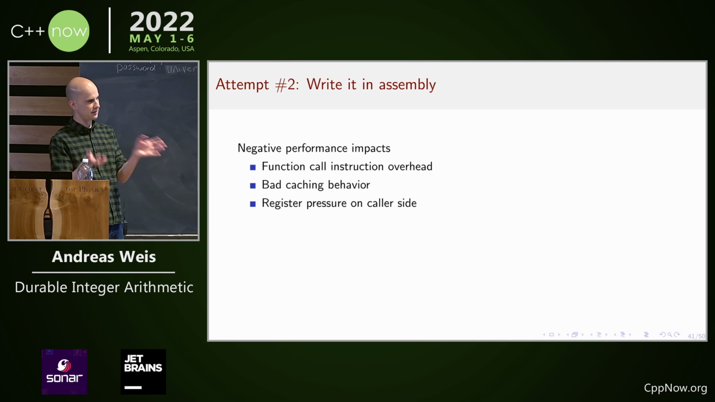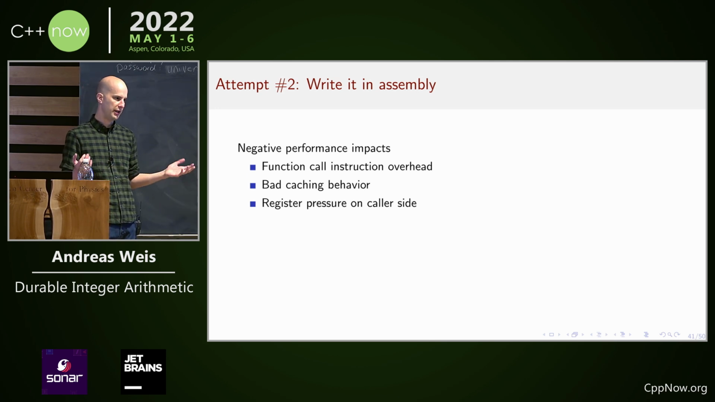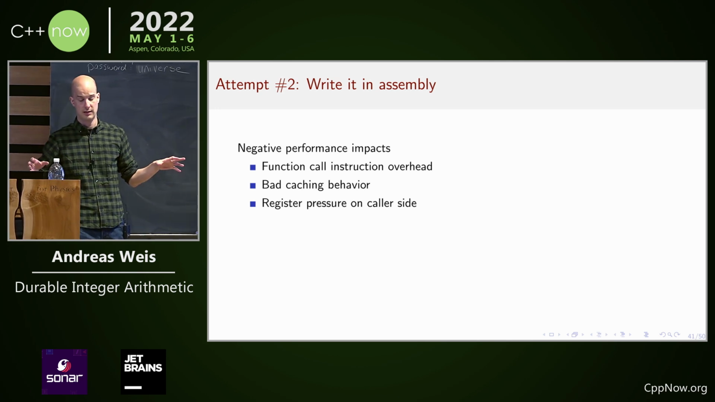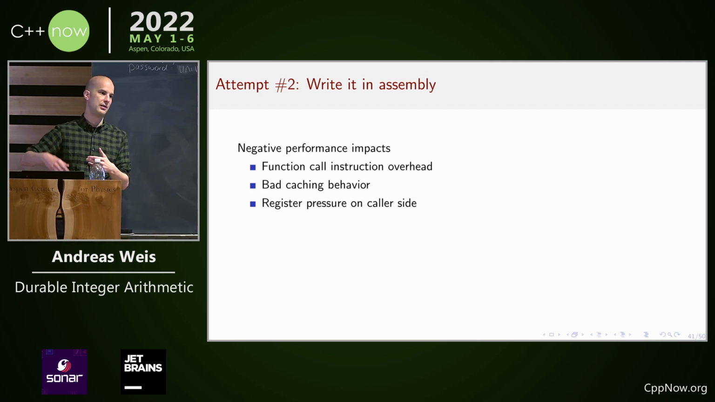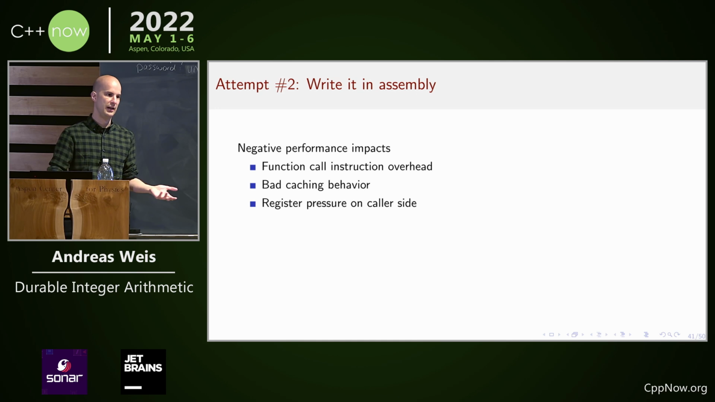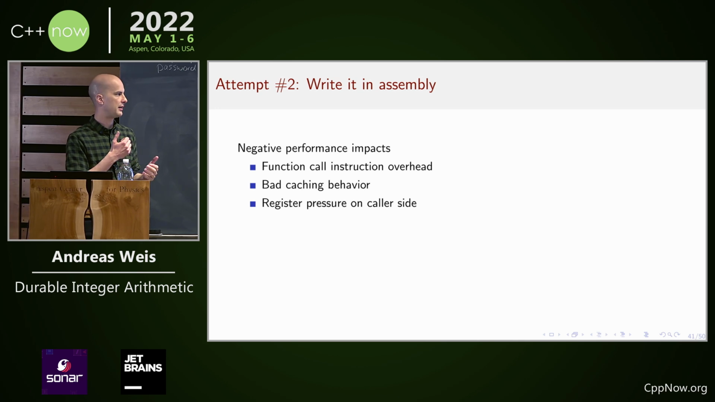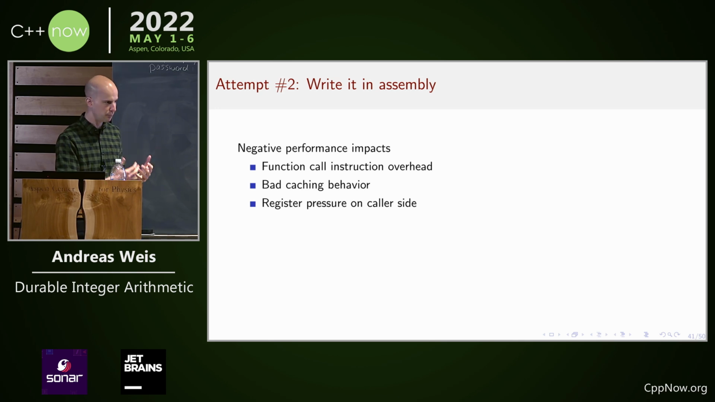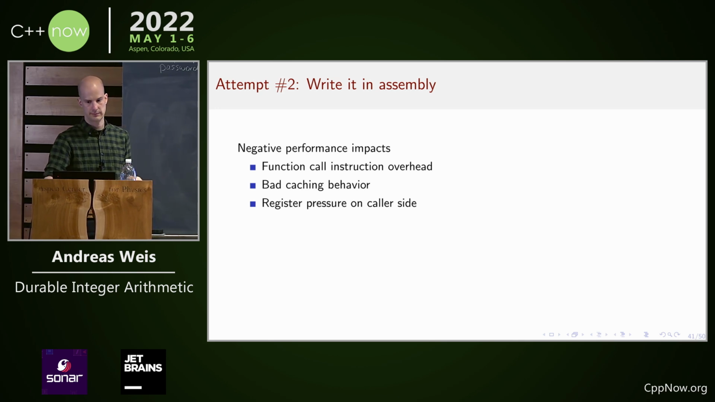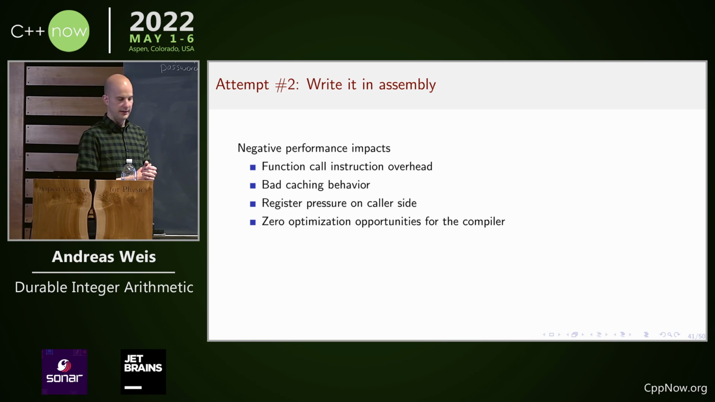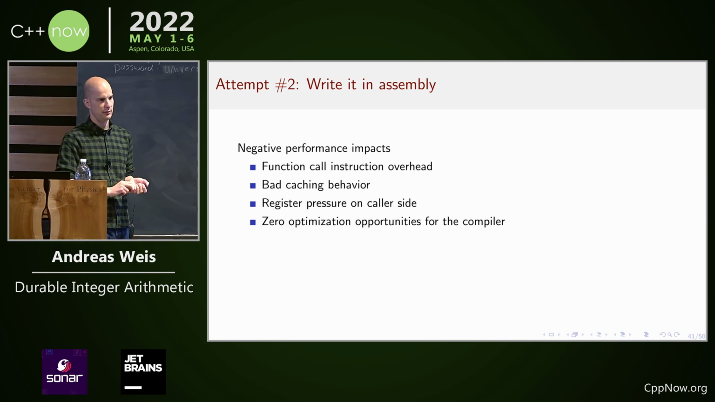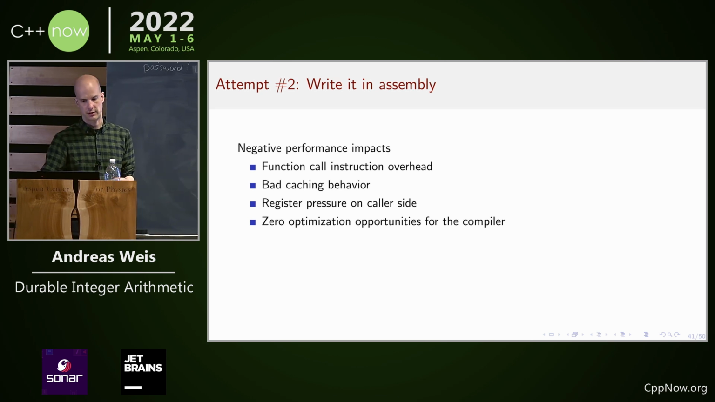Because for an addition, this function will not need a lot of registers to carry out the addition, but because of the binary interface, since I don't know what the function is going to do, I have to assume that all of the registers which are not preserved by the caller will be overwritten, so I have to save them. And that just constrains the compiler in a way that it's not able to generate code as efficiently as it would be able to if it could see all the code in one place.